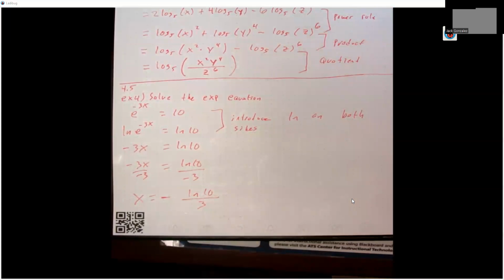Any questions on 4? Seem doable? All right, let's do another one that's harder.